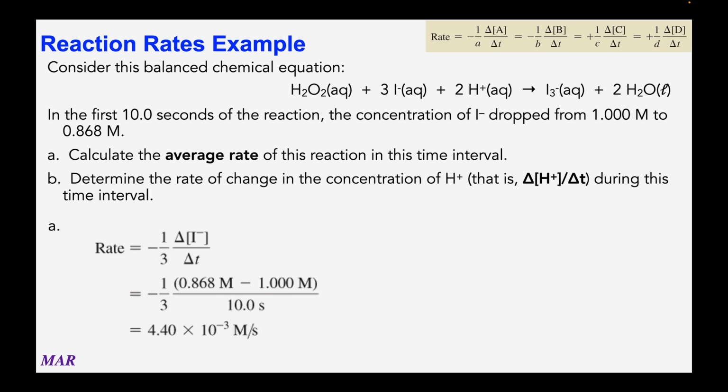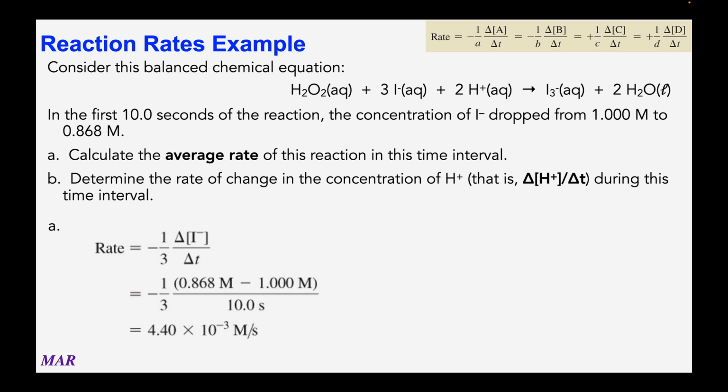Now, notice that the 0.868 minus 1 would have been a negative number. Reactant concentrations are always going down, so final minus initial will always give you a negative number. And that's why I've been hyping so hard that if it's a reactant, put a negative sign in front of it. The negative sign will neutralize the negative reactant concentration change and make it an overall positive speed. So the average rate for this chemical reaction is 4.40 times 10 to the -3 molar per second. So every second, this reaction is using up 4.40 times 10 to the -3 moles per liter.